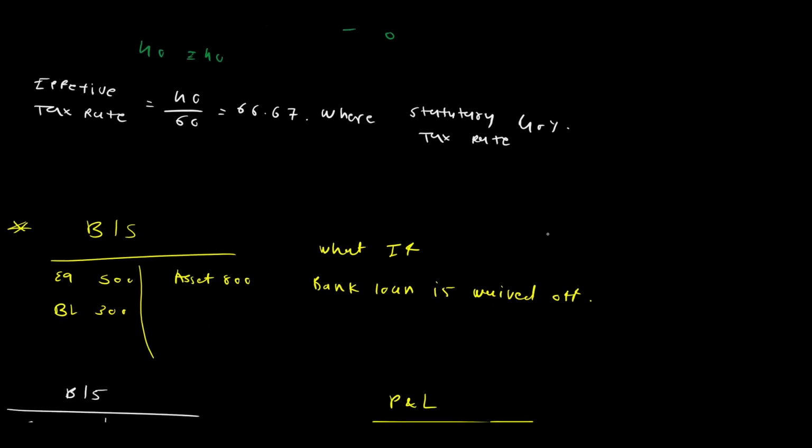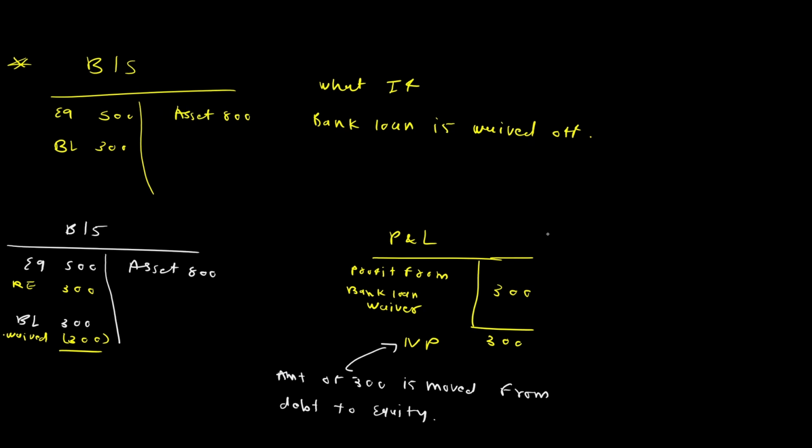Okay, now let's discuss another reading. Let's understand first with a simpler example. For example, this is the balance sheet of the company. Equity is 500, bank loan is 300, and asset is 800. What if my bank loan is waived off? Okay, the bank has waived off your bank loan.